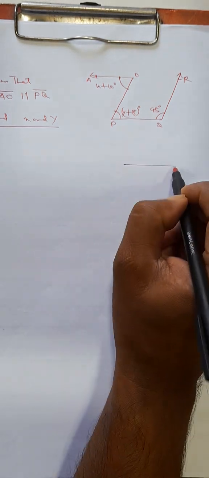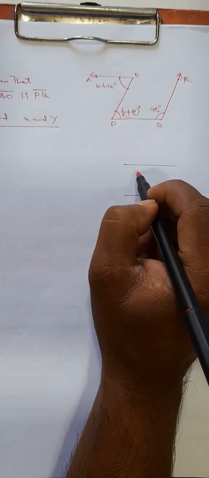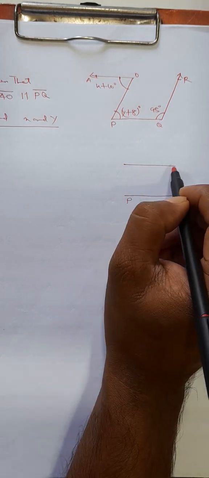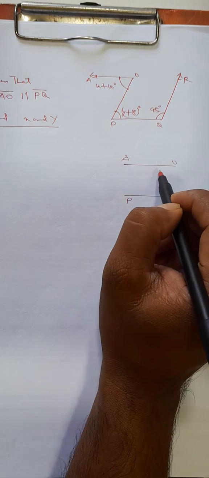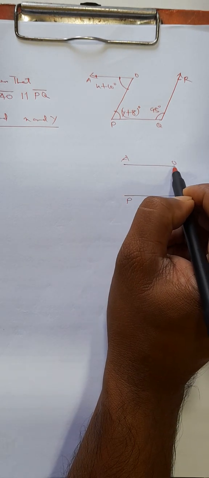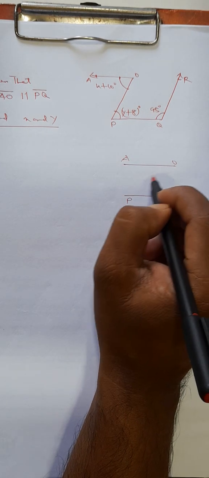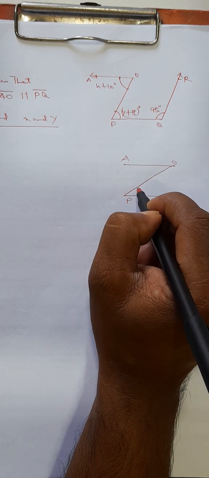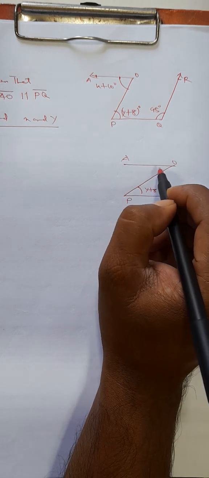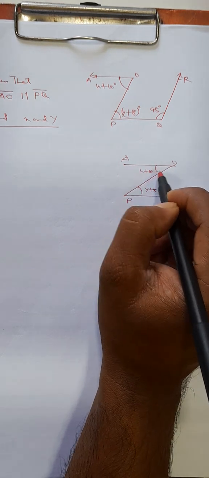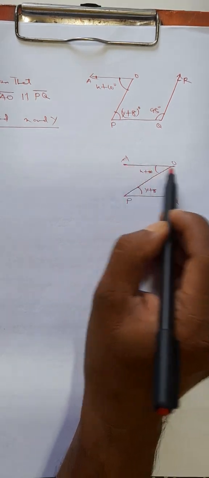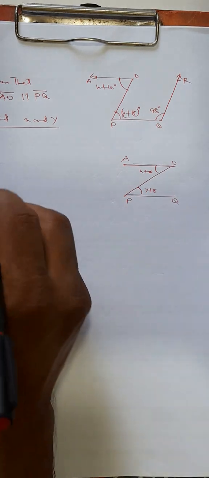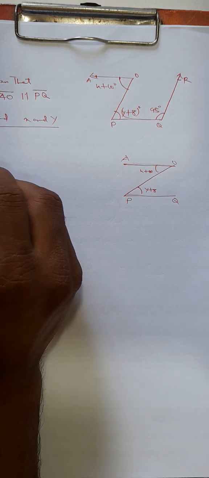Now you are given two lines. They are parallel to each other, right? This line PQ and this line OA, they are parallel to each other, and there is a transversal here, and this is y plus 8 degree, x plus 10 degree. Now when two lines are intersected by a transversal, alternate angles are equal. So we'll find it out easily.